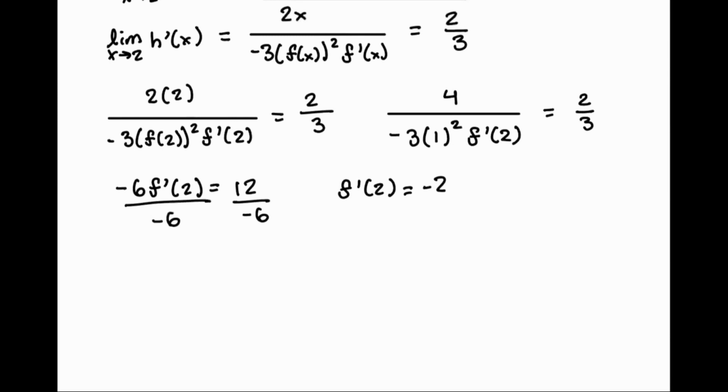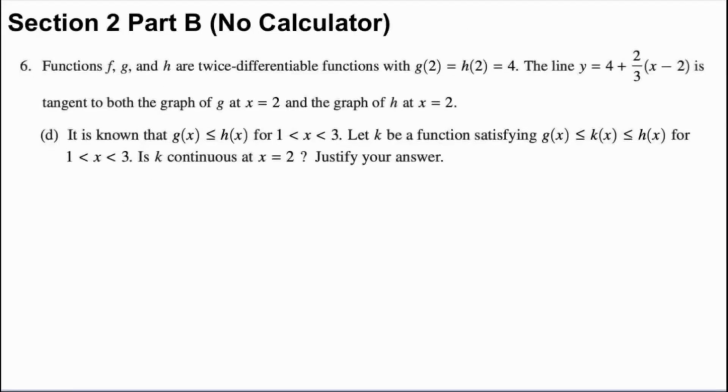Okay, now for 6D. It is known that g of x is less than or equal to h of x for 1 is less than x is less than 3. Let k be a function satisfying g of x is less than or equal to k of x is less than or equal to h of x for 1 is less than x is less than 3. Is k continuous at x equals 2? And we're asked to justify our answer.